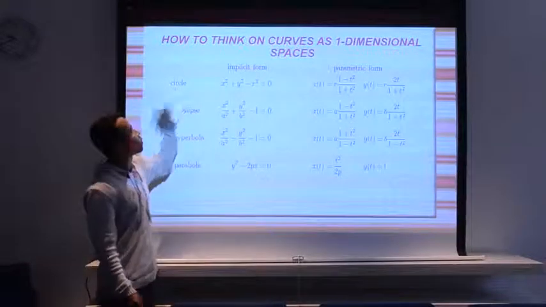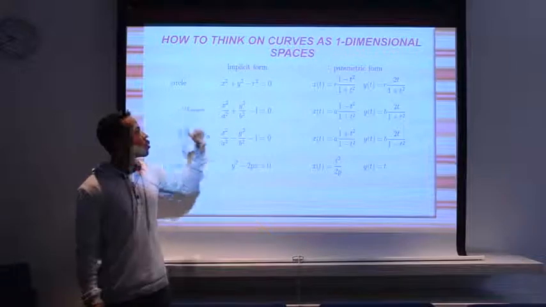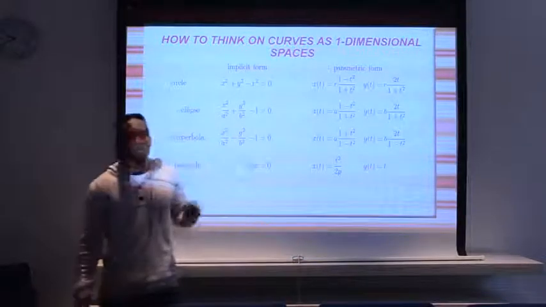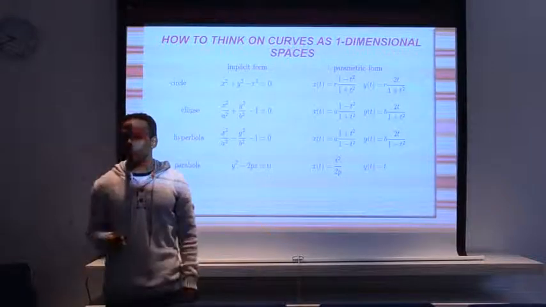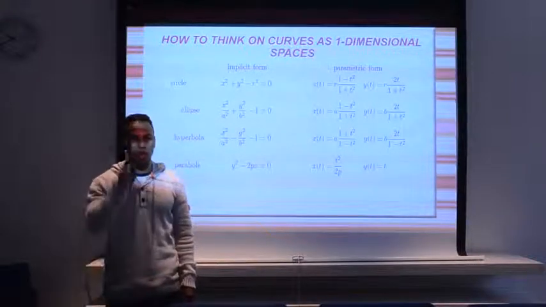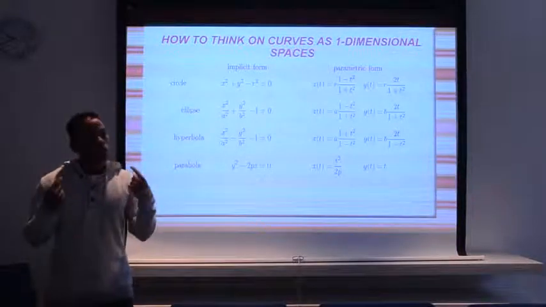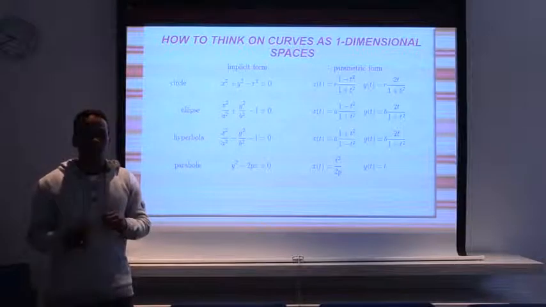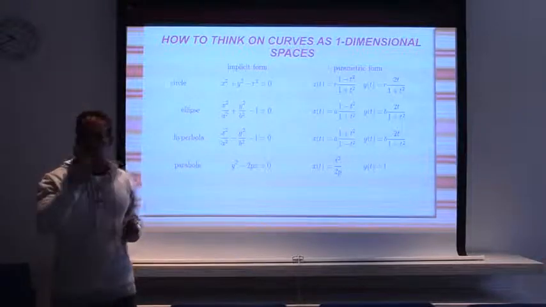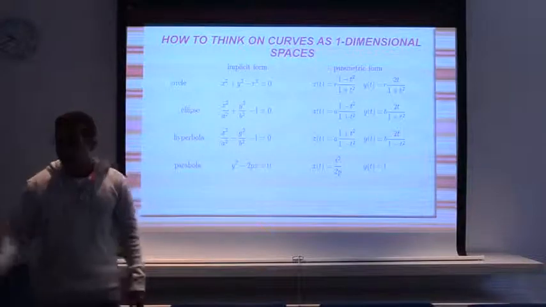For example, the circle: this is the Cartesian equation, as you remember, and here we have the parametric form. The parametric form describes the 2 coordinates x and y depending on just one variable, the variable t. So in that sense, formally, to describe the points inside the circle we just need one parameter, just one variable.